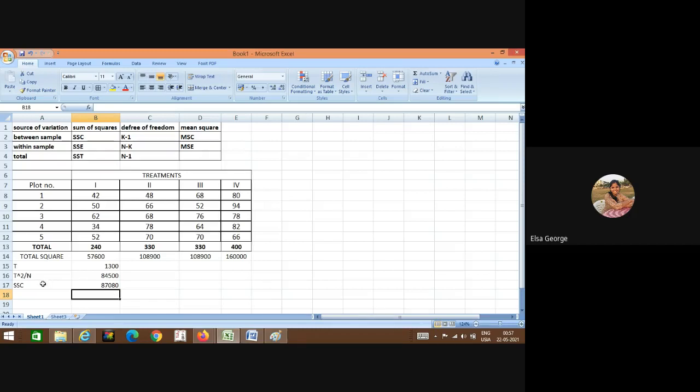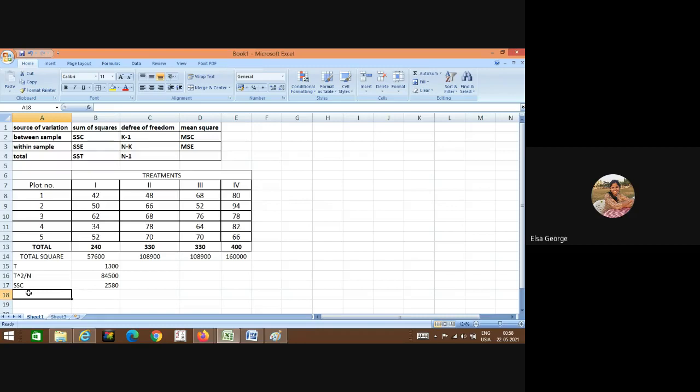And this is not, sorry, this is not the final value. We have to do one more thing, that is minus t square by n. This is also a step. So we get 2580. This is our SSC.